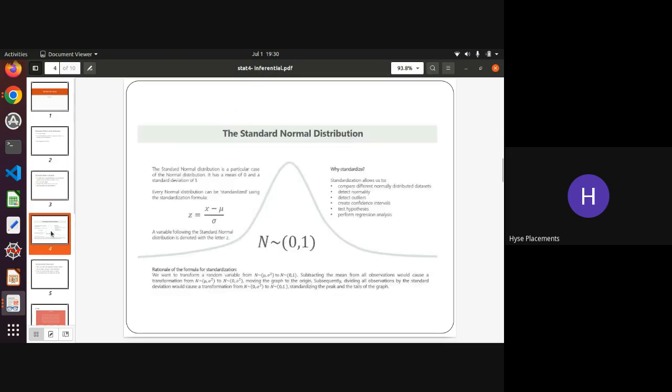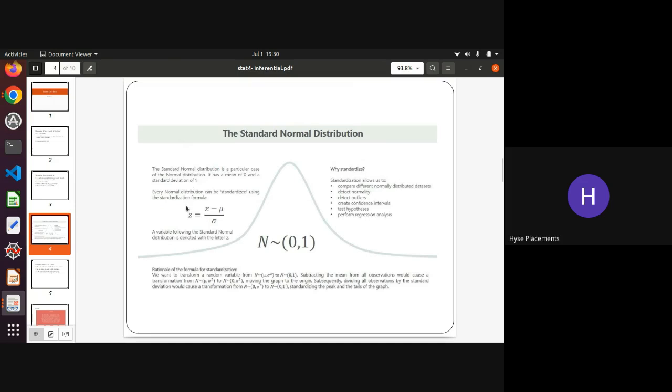So this is the standard normal distribution curve. It is exactly the same as the normal distribution curve, but what we are doing is converting the entire mean into 0 and the entire variance into 1. That's the basic difference. So the standard normal distribution is a particular case of the normal distribution. It acts the same as a normal distribution curve, but it has a mean of 0 and a standard deviation of 1.